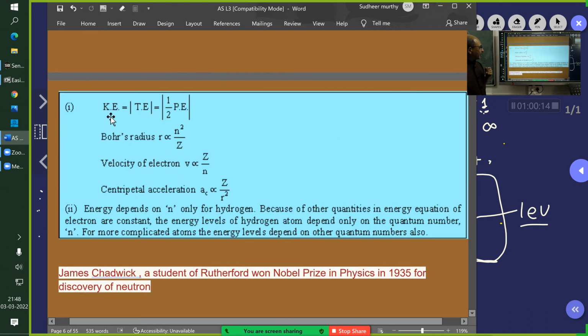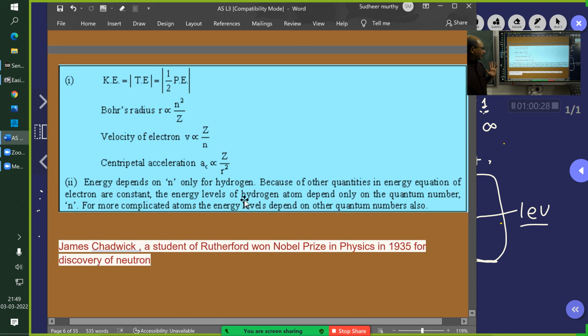I just summarized this here. Kinetic energy is equal to the modulus of total energy, which is equal to half of potential energy. Bohr radius r is proportional to n square by z. Velocity is proportional to z by n, and centripetal acceleration AC is proportional to z cubed by n to the fourth. So energy depends on n only for hydrogen, because the other quantities in the energy equation of the electron are constant. The energy levels of hydrogen, because z is always equal to 1 as far as the hydrogen atom is concerned.